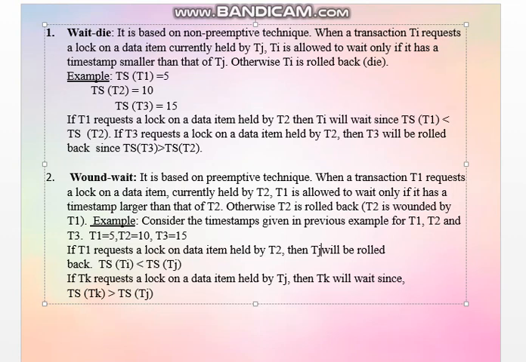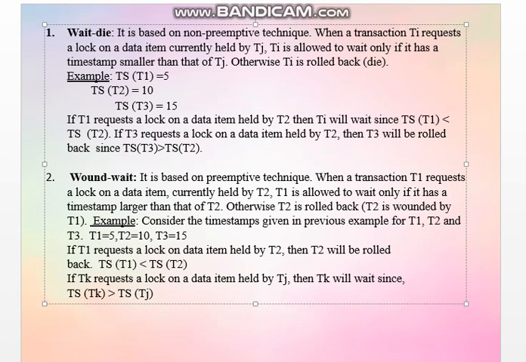In this particular case, what will happen? By using the preemptive technique, we are cancelling the T2 transaction. T2 will be rolled back while transaction T1 gets the execution. So we can say that T1 wounds T2, in the situation where the timestamp of T1 is lesser than the timestamp of T2.